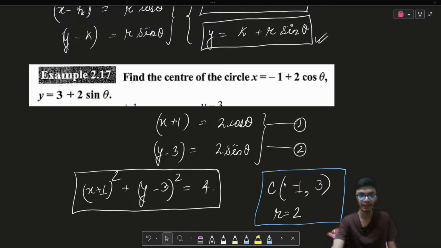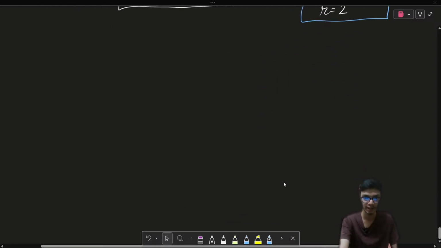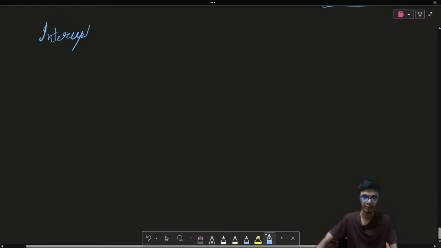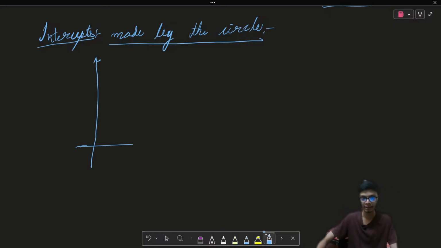Okay, so if this is clear, let us now move towards understanding another set of important parameters considering the circles, that is called the intercept made by the circle on any axis. So let us now learn about intercepts made by the circle. Let us try to understand this concept and how we find the length of the intercept with the given general form of the equation of circle.